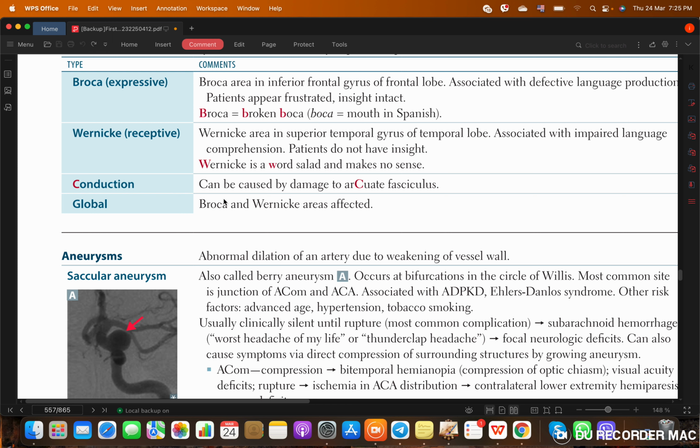The next thing is a conduction defect, which is the connection between the Wernicke and the Broca area, and it's controlled by something known as the arcuate fasciculus. People with arcuate fasciculus dysfunction can speak. They can listen to you. They understand you, but they cannot repeat your words exactly.